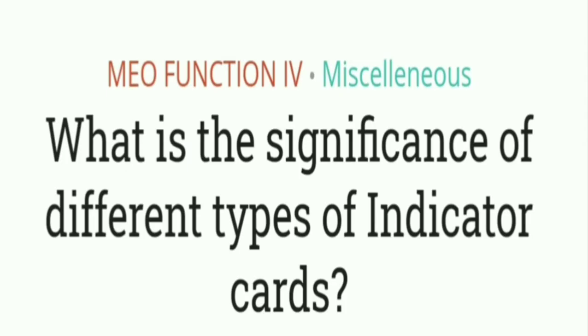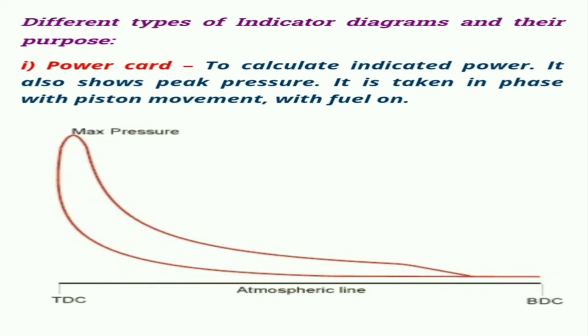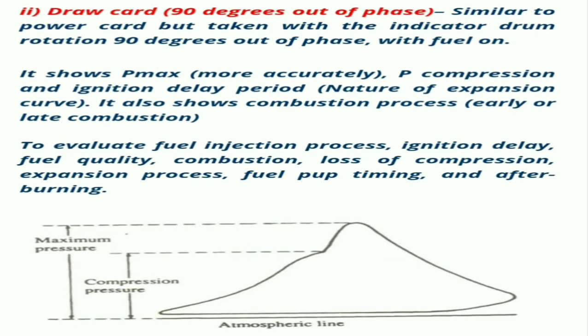This is the MEO function class for a miscellaneous question. What is the significance of different types of indicator card? Different types of indicator diagrams and their purpose. Power card: to calculate the indicator power, it also shows peak pressure. It is taken in phase with piston movement with fuel on. We can see in the figure the maximum pressure and indicator power. Using this power card, we can find the indicator power.